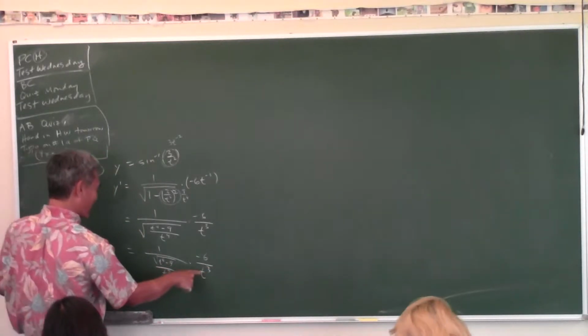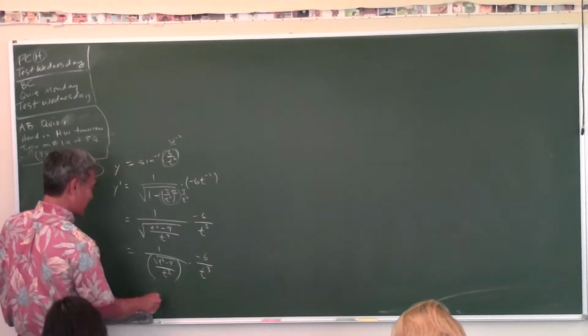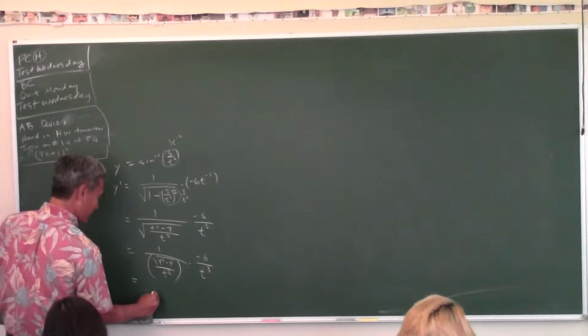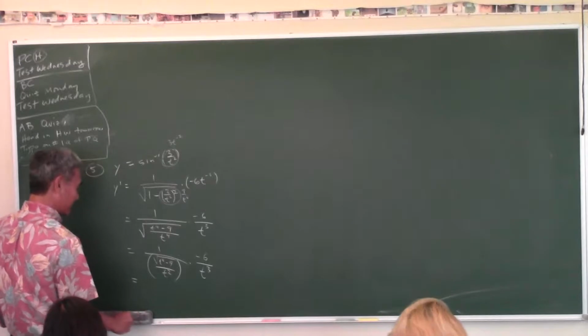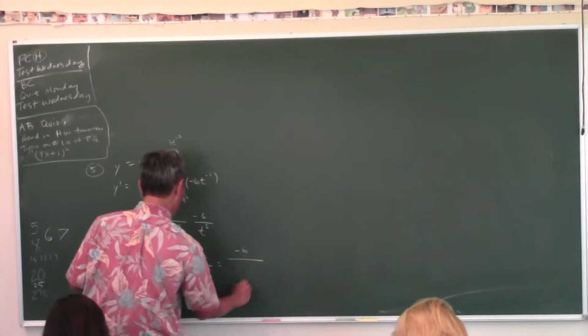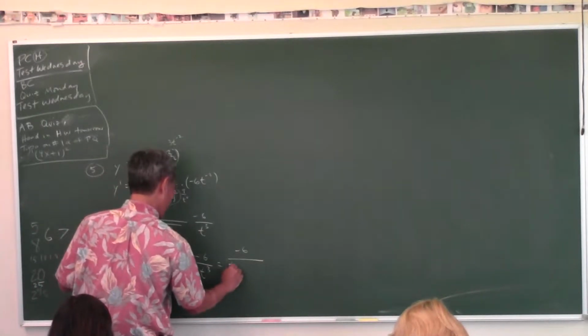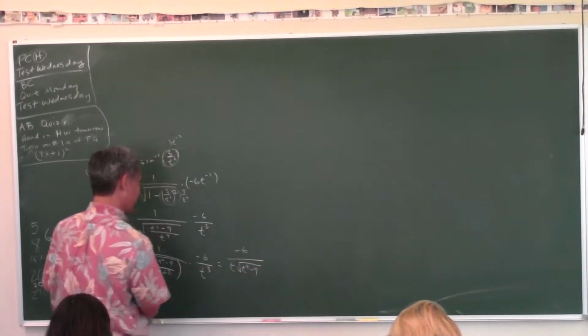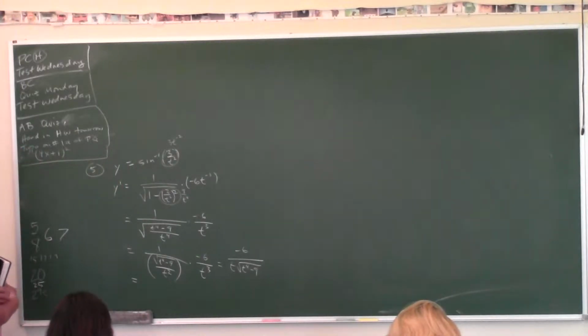And then what happens when I multiply this t cubed times this denominator there? That t squared is going to cancel into the t cubed, so you're just going to get t. So here, I'll go over here. So you're going to get negative 6 over t times the square root of t to the 4th minus 9. And there you go.